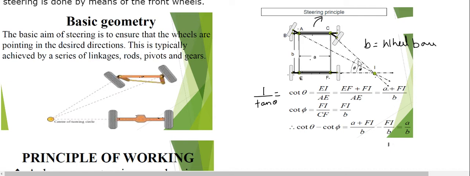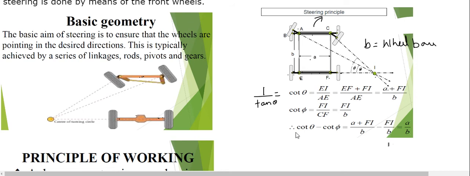Similarly, if you find cot of this angle phi that it makes with the inside wheel, that will be Fi over B. So if you subtract those both, cot theta minus cot phi will be A plus Fi over B minus Fi over B, that is A over B. And see what this gives: when you take a right turn, this wheel and this one are known as the inside wheels, whereas these two are known as the outside wheels, because we are turning right like this. When we turn right, these two become the inside, these two become the outside.